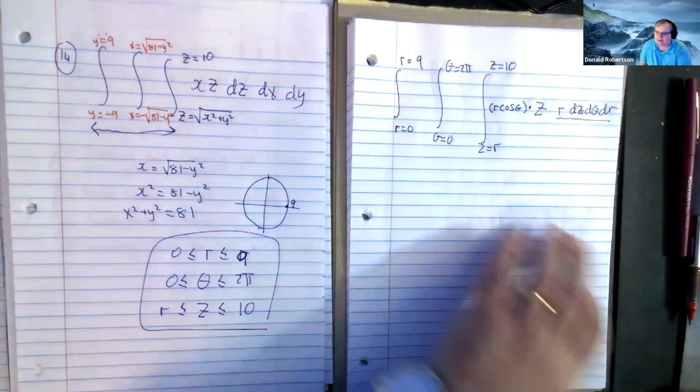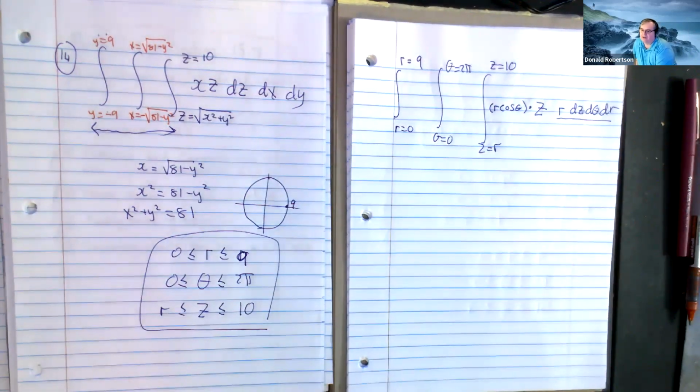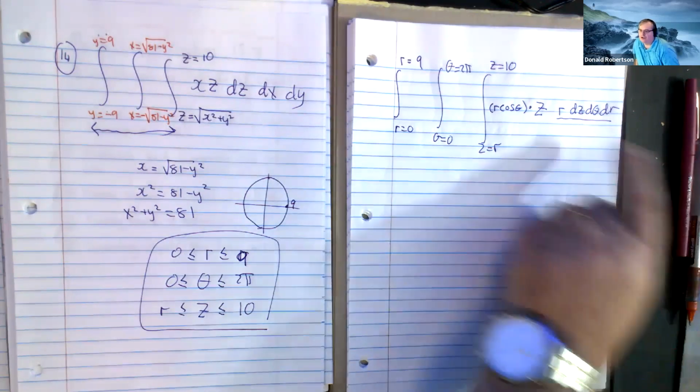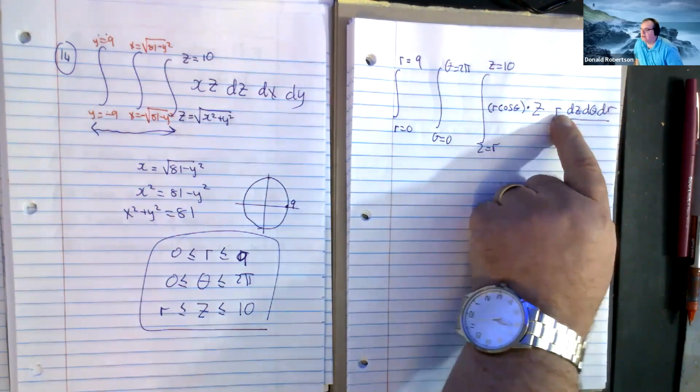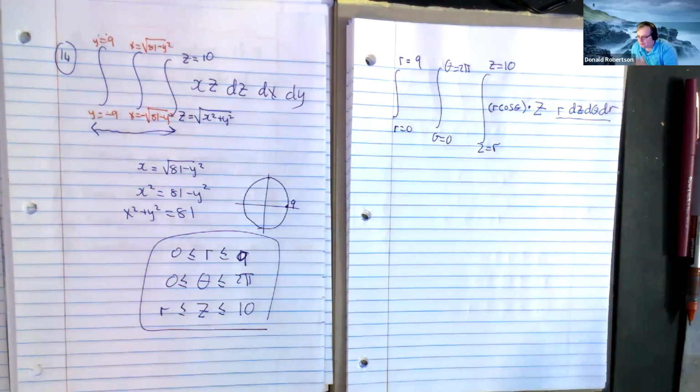Don't forget the r. That's a common mistake. The dx, dy, dz, any combination, when you go cylindrical, you get an extra r because you do. Right now, you do because I tell you to. Later on, I can prove to you why.